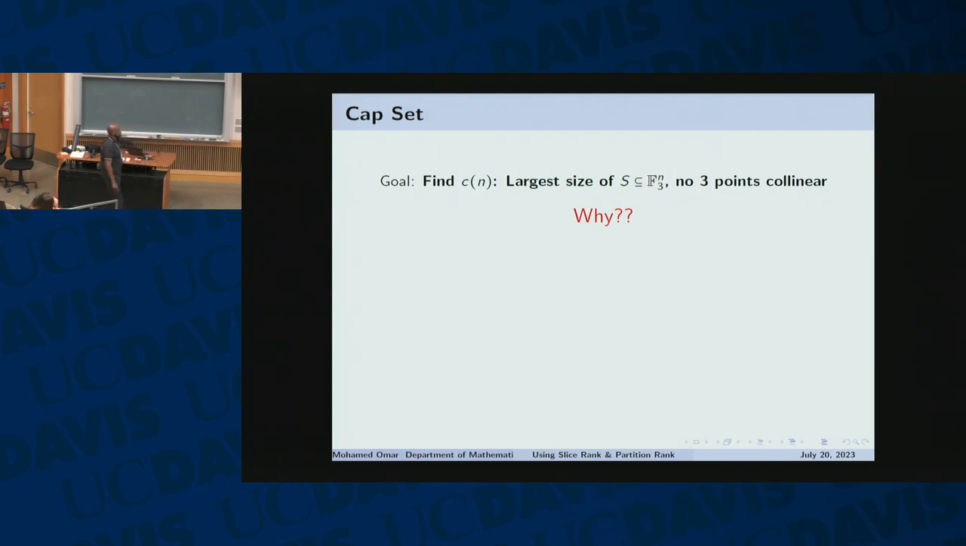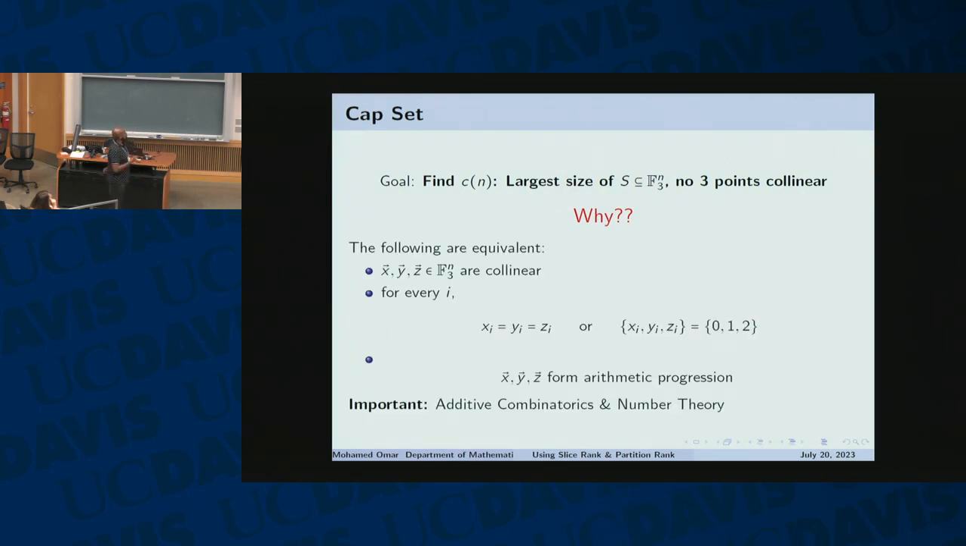But first you might want to ask this question of why you would care about this. I mean, this seems like a very random, fictitious problem. Well, if you sit down for a bit, you'll realize that the condition of having 3 collinear points in this space is exactly the same as the condition of the 3 points forming an arithmetic progression, right? And so from the point of view of the people who work on this stuff, they care quite a bit about this question of having subsets of a given vector space that avoid arithmetic progressions. So this is central in additive combinatorics and number theory.